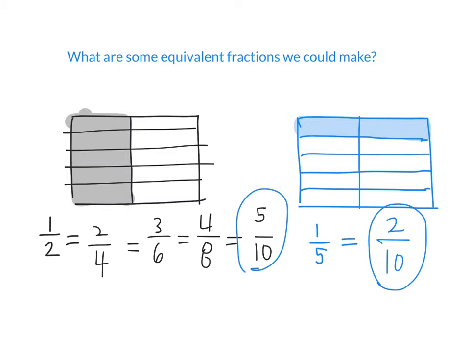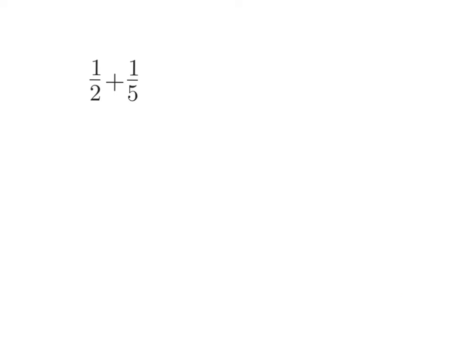Originally, my denominators were 2 and 5. Were those like or unlike denominators? But by doing this, we ended up with denominators of 10 and 10. Now are they like or unlike? Like. So if I wanted to do this math problem, 1/2 plus 1/5, I could rewrite it now as 5/10 plus 2/10. Yes? And now I could add: 5/10 plus 2/10 is 7/10. That's what we were doing before, right? We would use rectangular fraction models to help us make equivalent fractions.